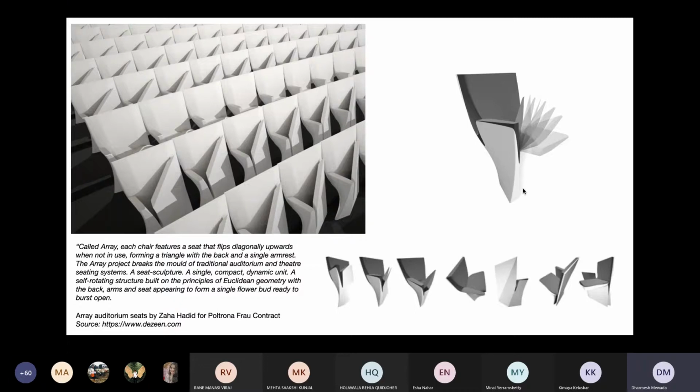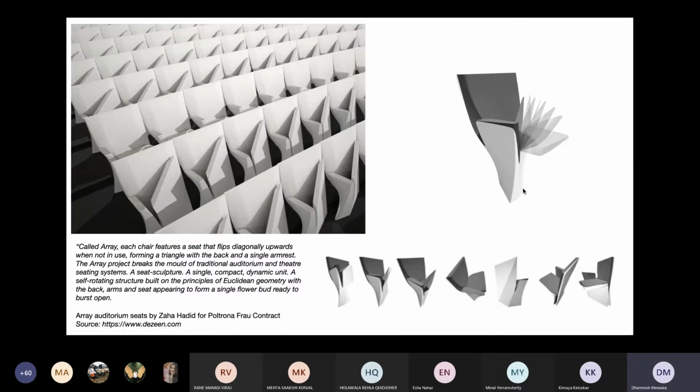So the conventional or easier method was pulling up the seat in a nice way so that you have an entire corridor to walk. But no, she imagined something like a flower bud, or the petals of a flower blooming and again contracting back. That was her idea, her firm's idea. So what could be achieved with a single piece of hinge ended up getting so weird and so complex that it rotates and it revolves.